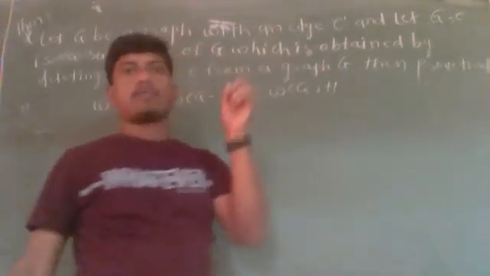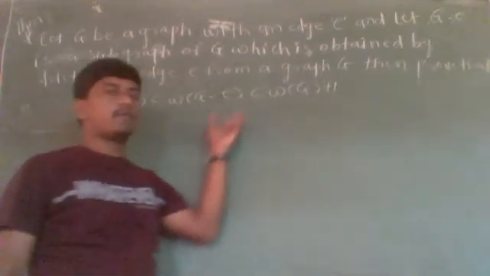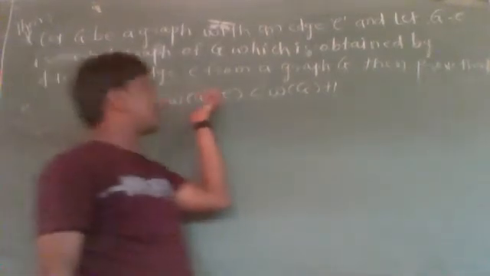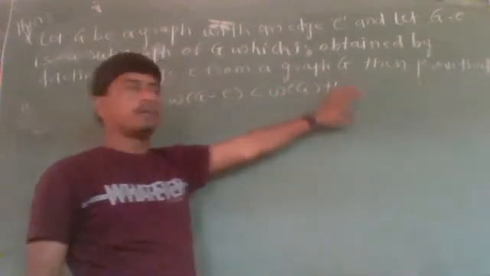If G is a graph with an edge E and G minus E is a subgraph of the graph G, which is obtained by deleting the edge E from the graph G, then we have to prove that the number of components of G is less than or equal to the number of components in G minus E, which is less than or equal to the number of components in G plus 1.